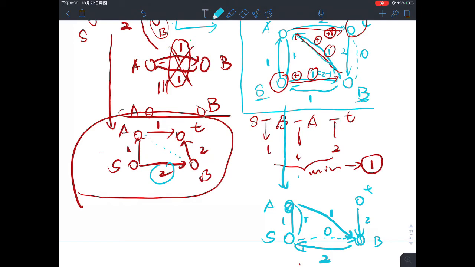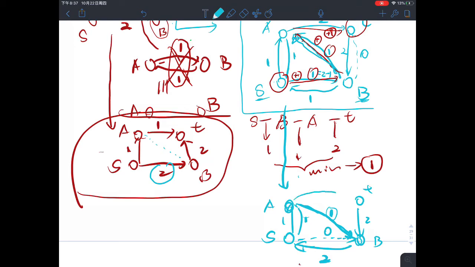If you look at the residual graph, I have 1 unit of flow that's going from B to A. That basically means that I need to reverse again, getting another unit of flow moving in the reverse direction, having the same unit. So this is how A to B works.